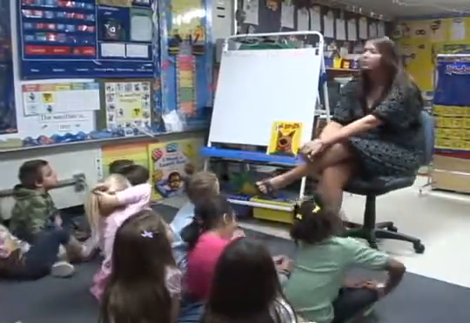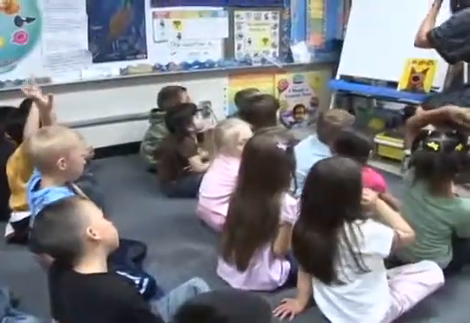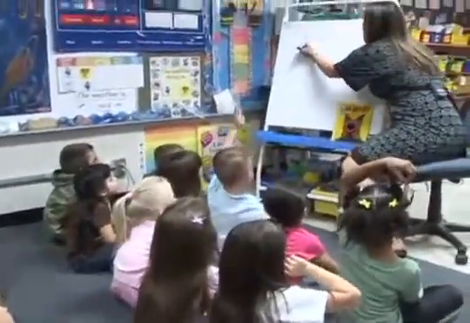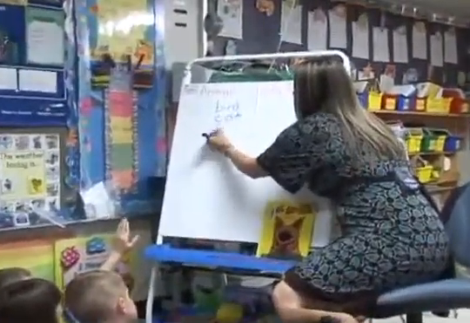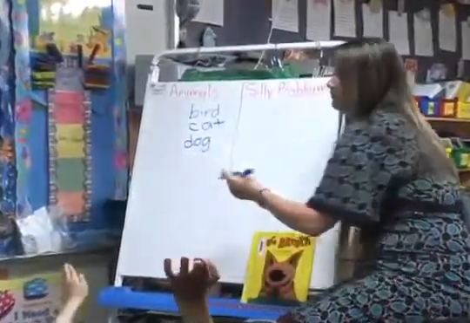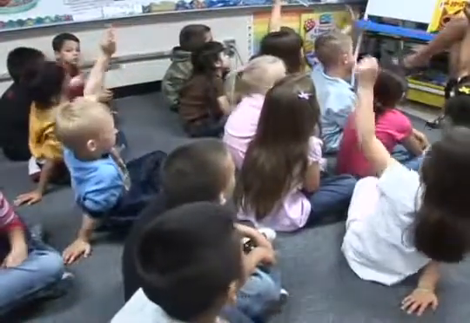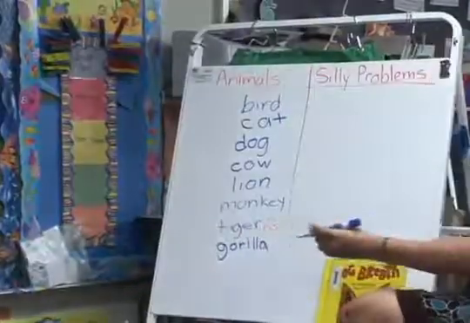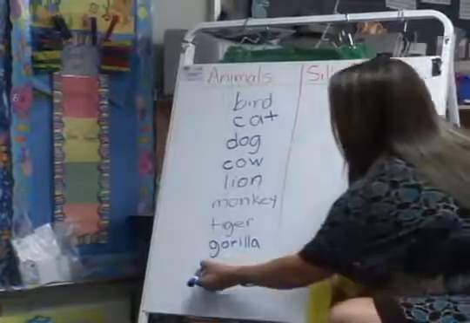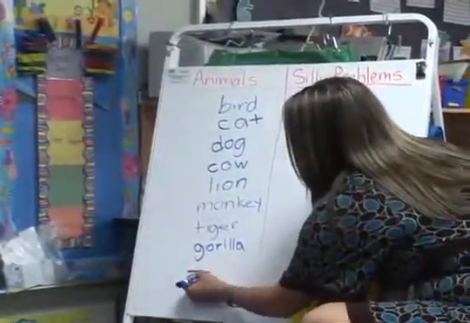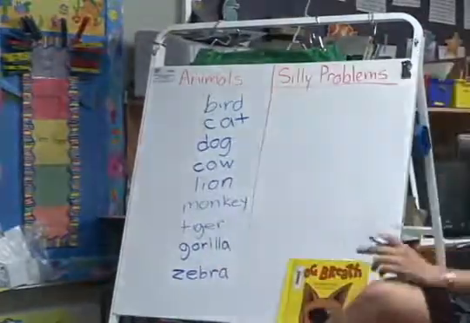So what are some animals that we can maybe write about today? JT, what's an animal? Bird. A bird, okay. Rebecca, what's another animal? A cat. Okay. Ryan? Dog. Amanda, can you think of another animal? A cow, okay. A monkey, okay. One more, Nadia. A zebra. Okay. Just because the animal's not up here doesn't mean you can't write about it.